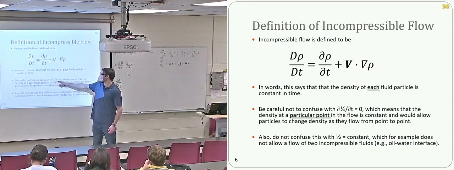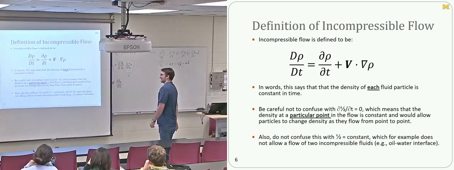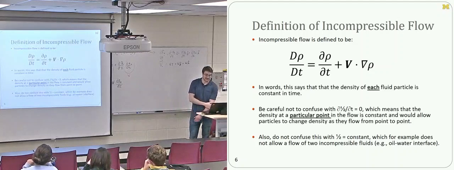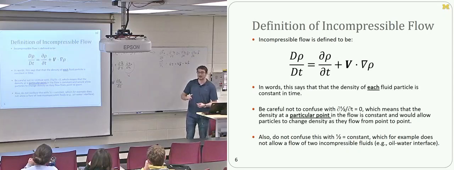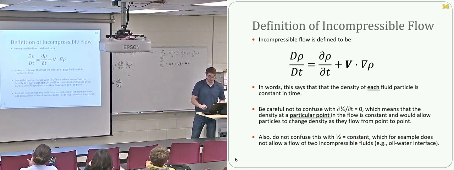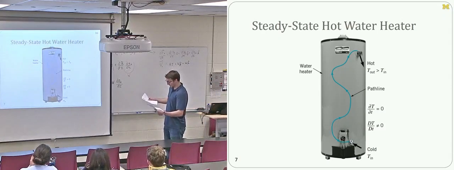These started out as PowerPoint from Mac, and so it keeps throwing in 1/2s instead of rows. So again, be mindful of this difference. It doesn't mean that the spatial variation in density is 0, and it doesn't mean that the time variation in density is 0. It just means that each particle itself has constant density.